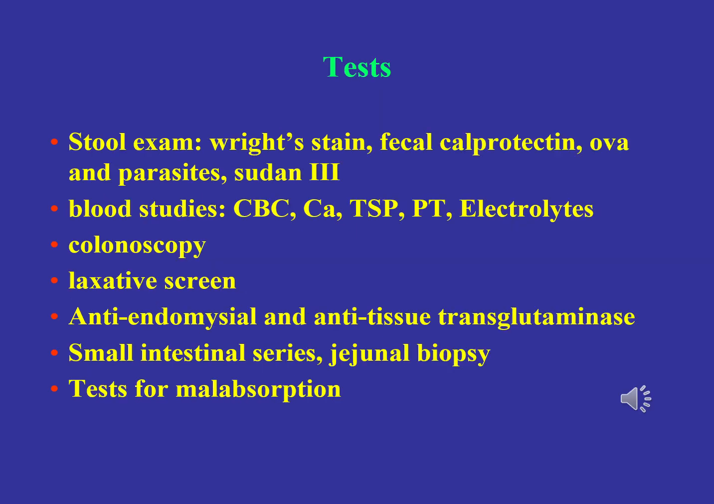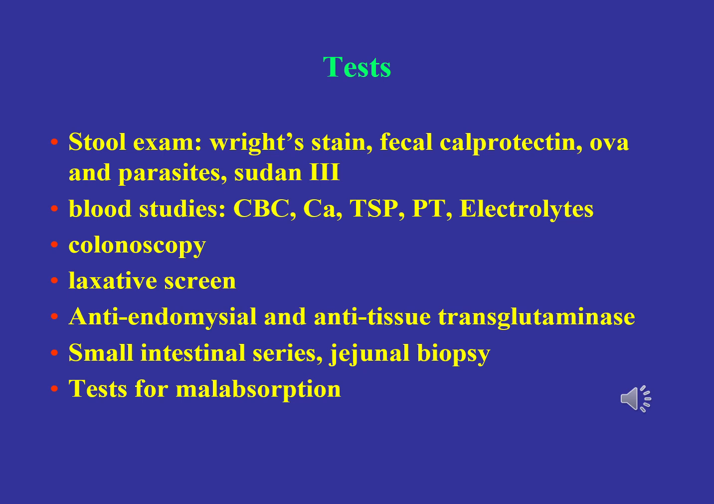The laboratory tests which can be asked for in patients with chronic diarrhea include stool exam for ova and parasites, and presence of leukocytes, and this is called Wright stain. Check for calprotectin and lactoferrin, which tell us about increase in inflammation. We may check for Sudan III stain, which detects fat in the stools if you are suspecting malabsorption.